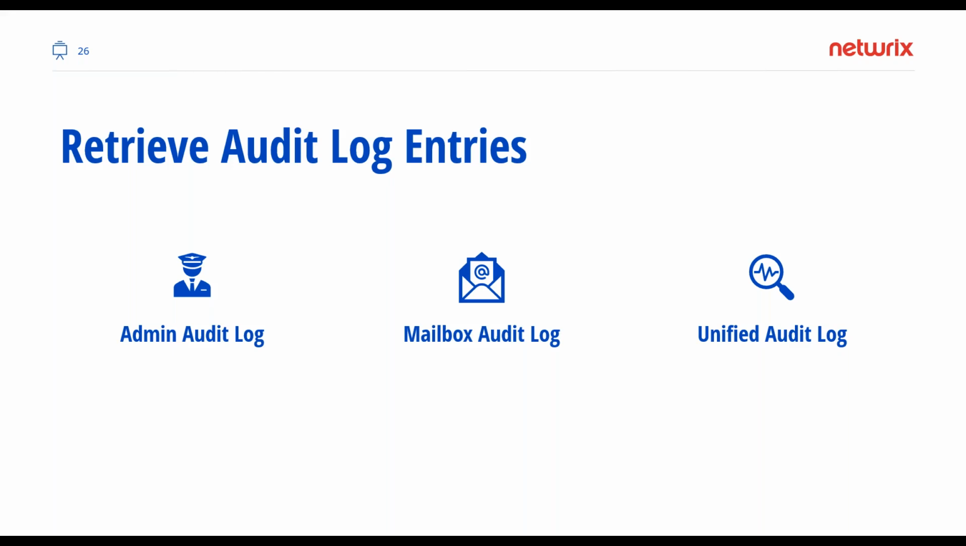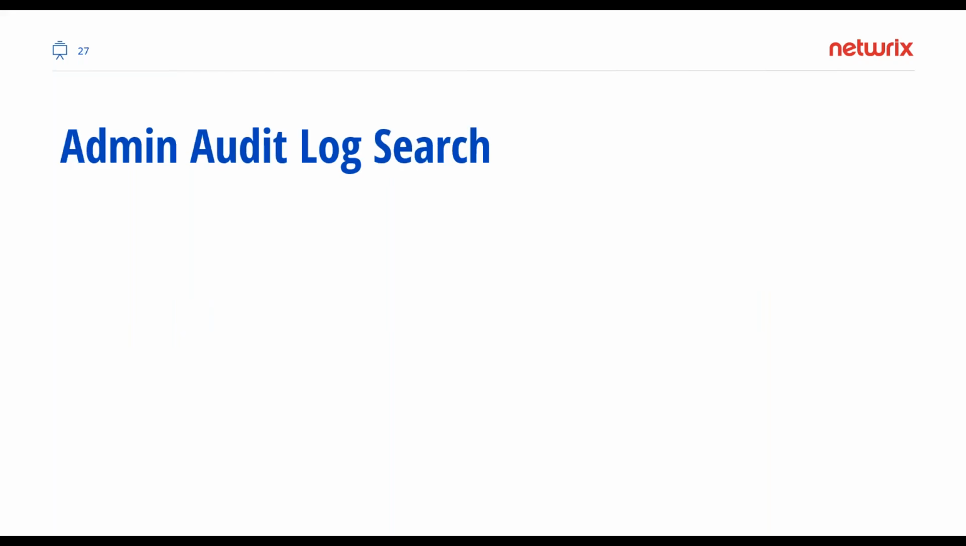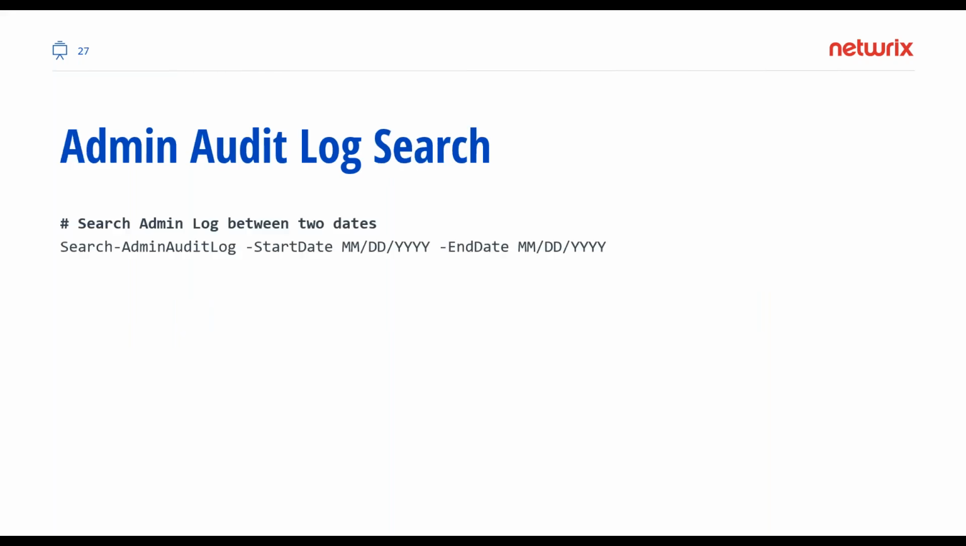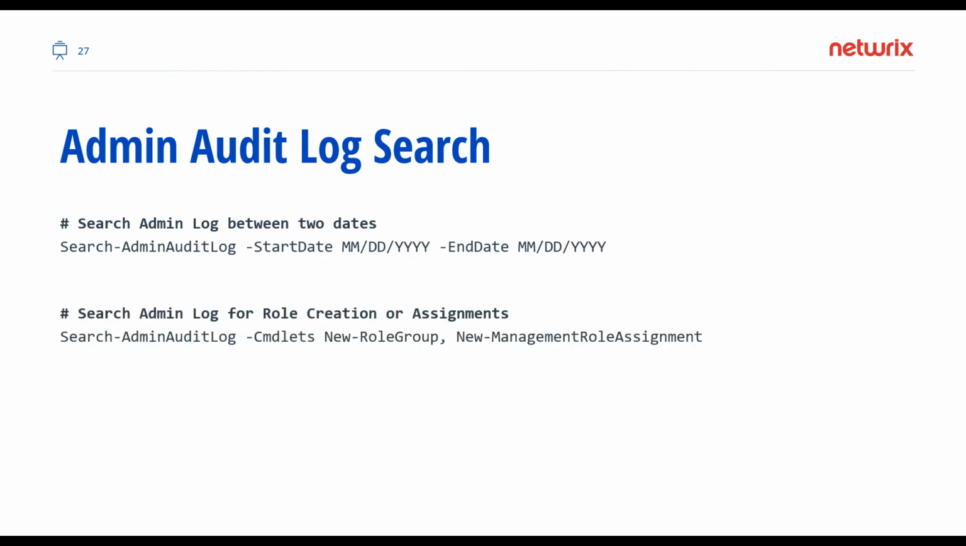So you have the mailbox audit log, and then we have the unified audit log, which is an amalgamation of all of the audit logs inside Office 365 brought together. Now, the good news is that each of these have PowerShell commandlets. So from an admin audit log search, we can search the admin audit log by passing in specific dates. For example, a start and an end date. We just use Search-AdminAuditLog. We can also look for specific types of events.